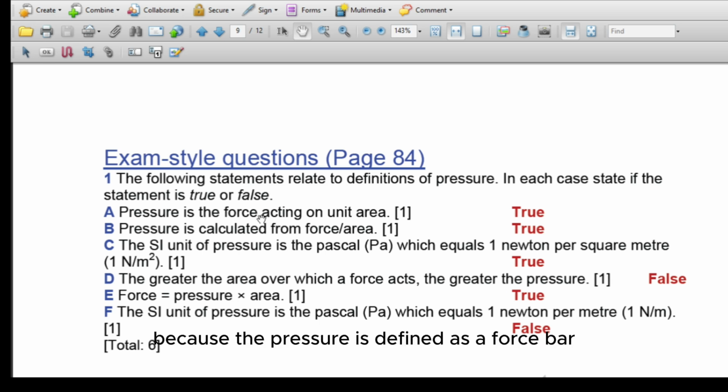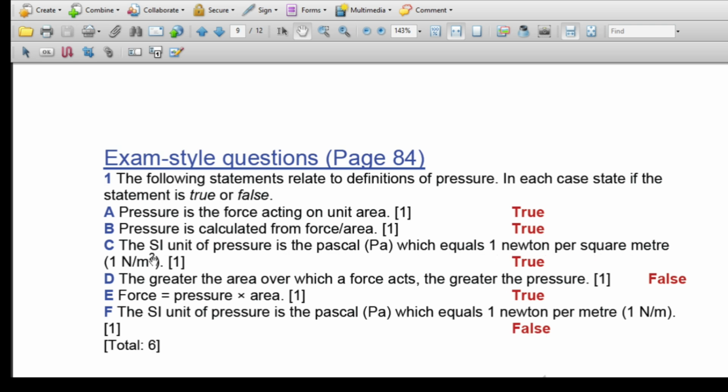So it's true, because pressure is defined as force per unit area. So this force is acting on a unit area. The SI unit of pressure is the Pascal, which equals 1 Newton per square meter. This is also true. The greater the area over which a force acts, the greater the pressure. This is false. If the force is applied on a small area, then the pressure will be greater.